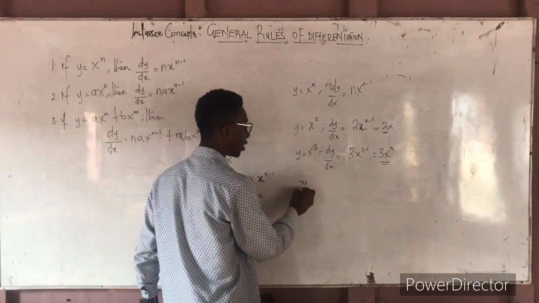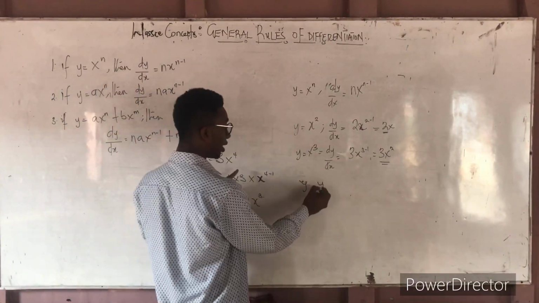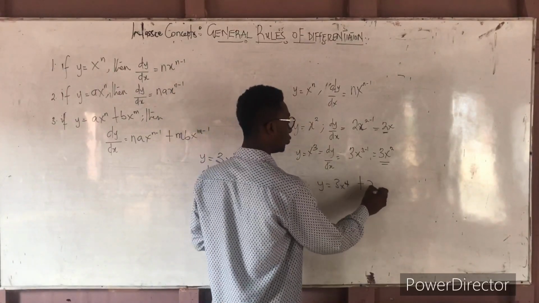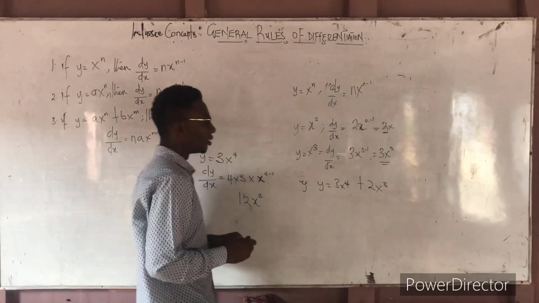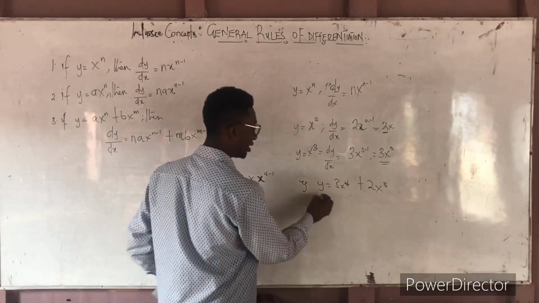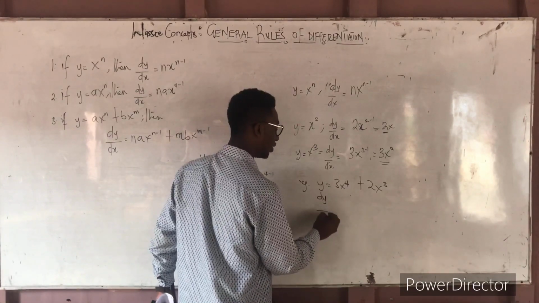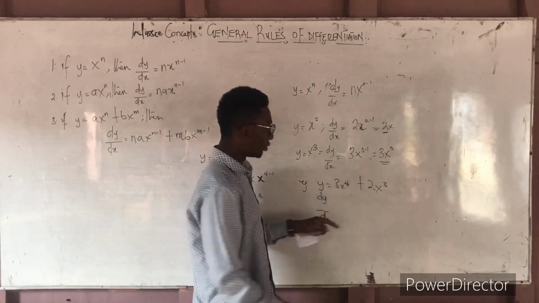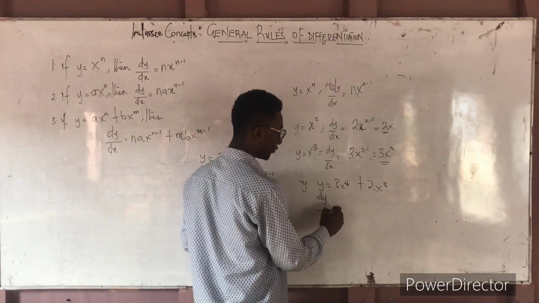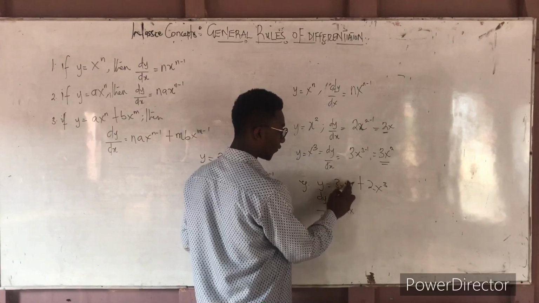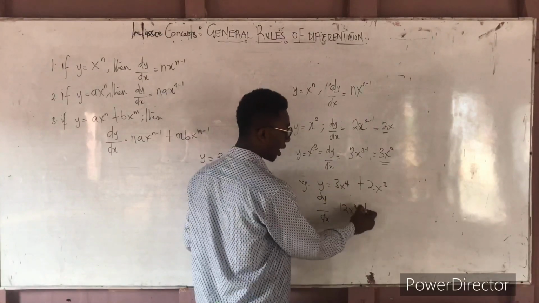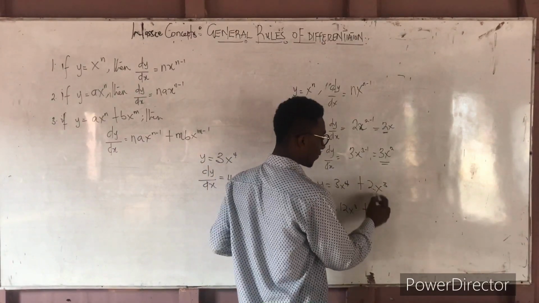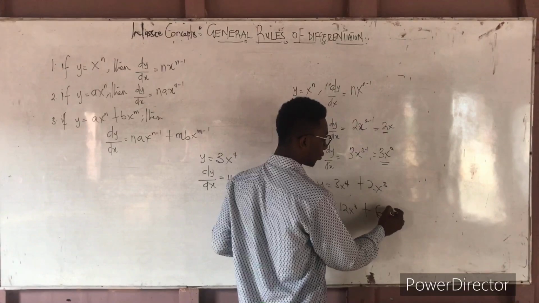An example on that: let's say y is equal to 3x exponent 4 plus 2x exponent 3. So this is the function, and you have to find the derivative of y with respect to x. You have to differentiate each term individually. So 4 times 3, which is 12, x exponent 4 minus 1, which gives you 3, plus 3 times 2, which is 6, times x exponent 3 minus 1, which gives 2.